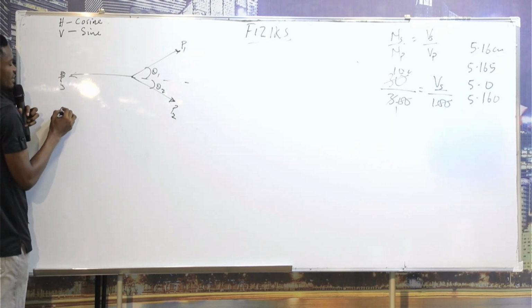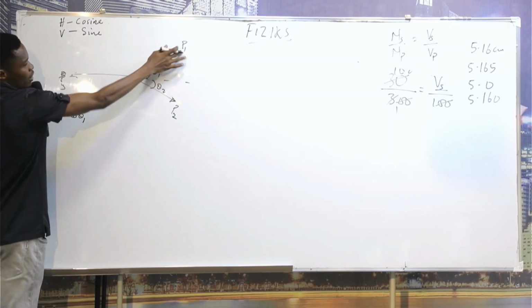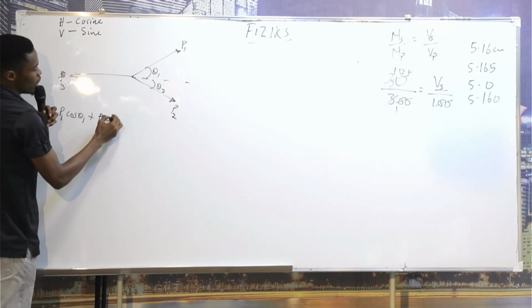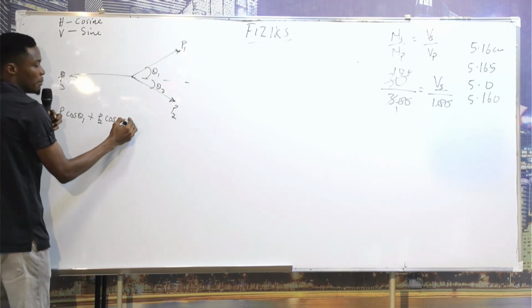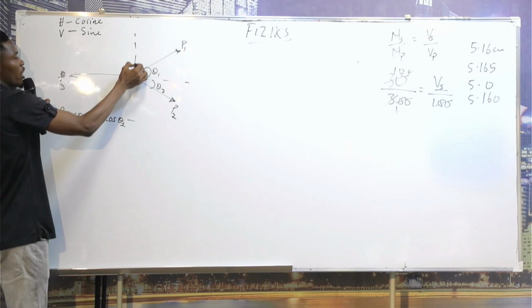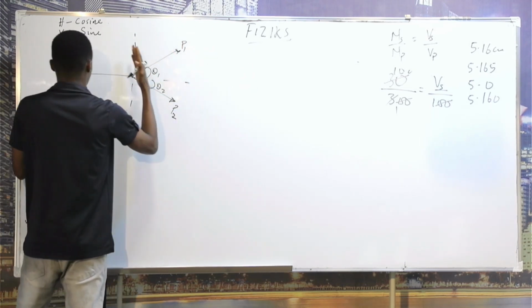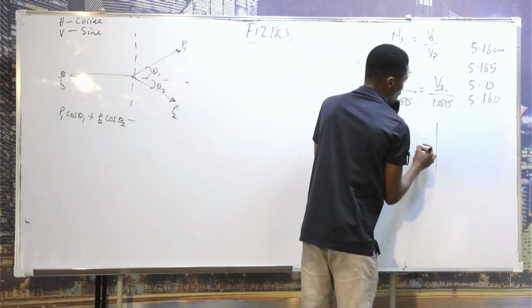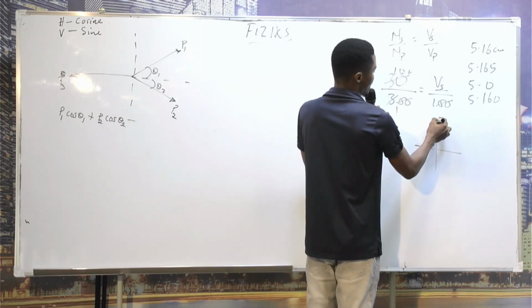Starting with P1, I will say P1 cos theta 1, because this theta 1 belongs to P1, plus P2 cos theta 2. Then if I come to this one, it will be minus. Why minus? Because if I am on the horizontal axis, everything on my right is positive and everything to my left is negative. Remember, let's say you are plotting a graph, for those of you that have written y against x, everything on top is positive y.